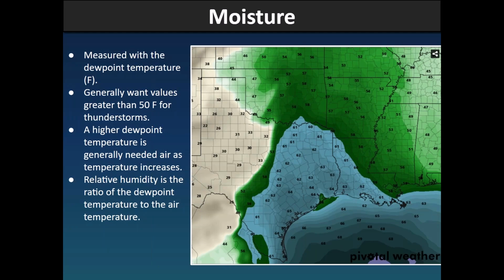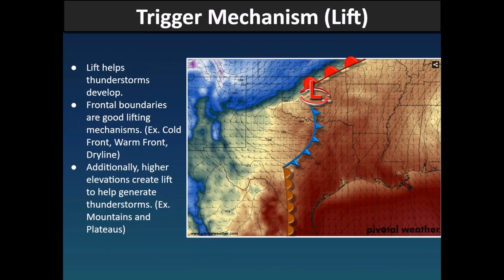And then a higher dew point temperature is generally needed as temperature increases. So the warmer it is out, so as we get into the 80s, 90s, and 100s, we might need 55, 60, 65 to really get thunderstorms to develop. And just as an aside, a lot of people are more used to talking about relative humidity when talking about moisture in the atmosphere. So relative humidity is just the ratio of the dew point temperature to the air temperature, and this kind of relates to the higher dew point temperature needed as temperature increases. Because if you keep the dew point temperature the same and keep getting it warmer, your relative humidity goes down. So that's how that relates.